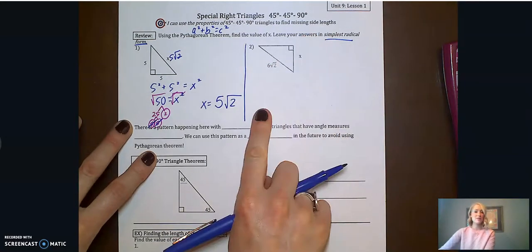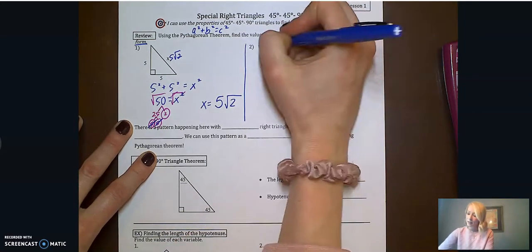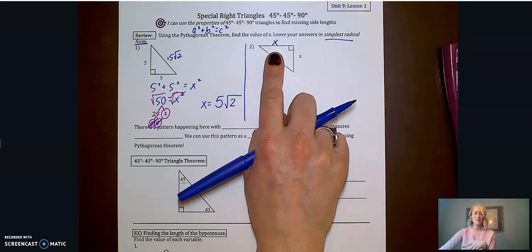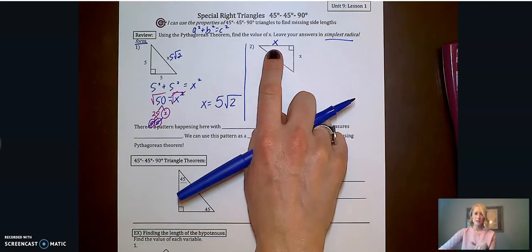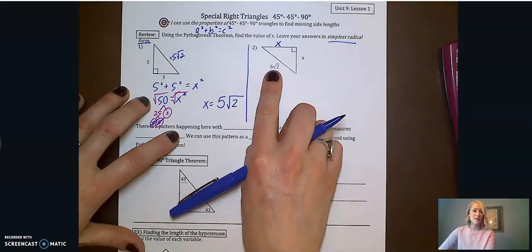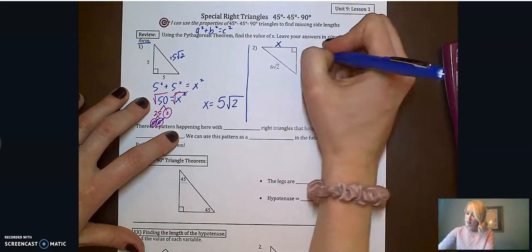Let's do the same thing for number 2. And little whoops right there. There was a typo that x got left off. There should be an x in the problem right there. So put that on your picture. Same deal though. Pythagorean theorem, 6 radical 2 is the hypotenuse.